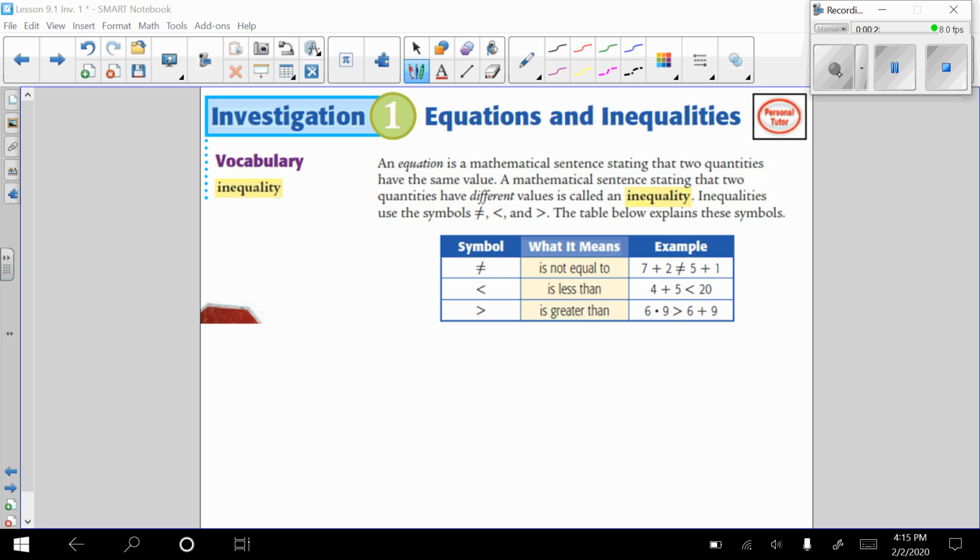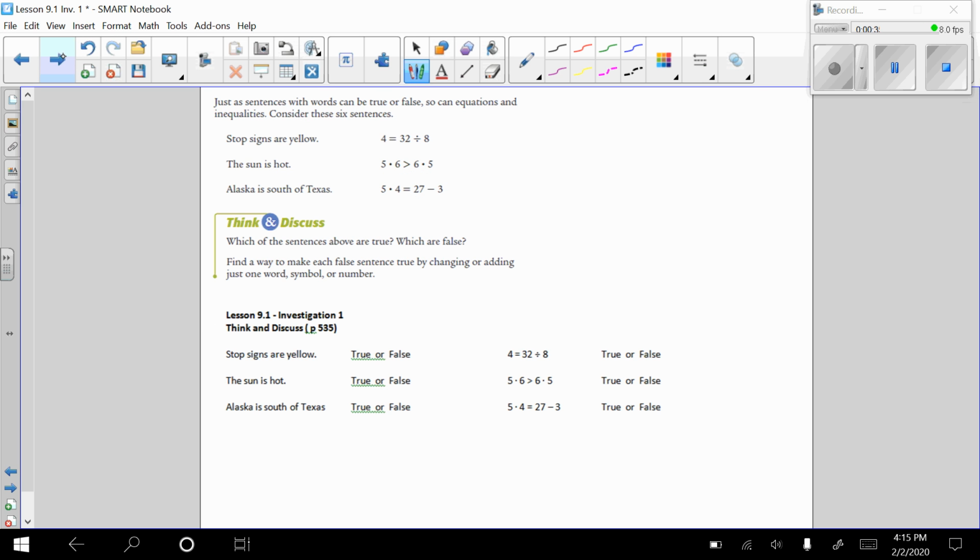The table below shows these examples. So these are the symbols that we're looking for when we talk about inequalities. When we talk about equations, they have an equal sign. So let's think about some things. Just as sentences with words can be true or false, so can equations and inequalities.